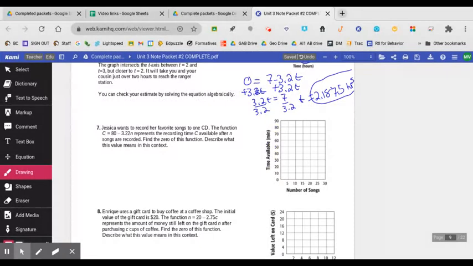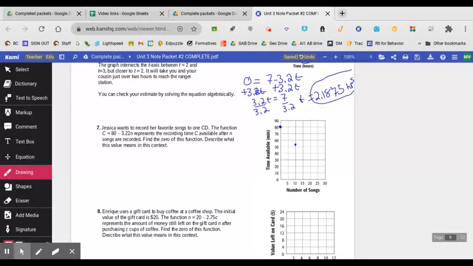So Jessica wants to record her favorite CDs. The function C equals 80 minus 3.22n represents the recording time C after n songs are recorded. Find the zero of this function. Describe what it means. So again, I could graph that by doing the y-intercept is 80, and it goes down 3.22 every song. So every 10 songs, it's going to go down 32.2. So that's going to bring me at 10 down to like a little over 50.